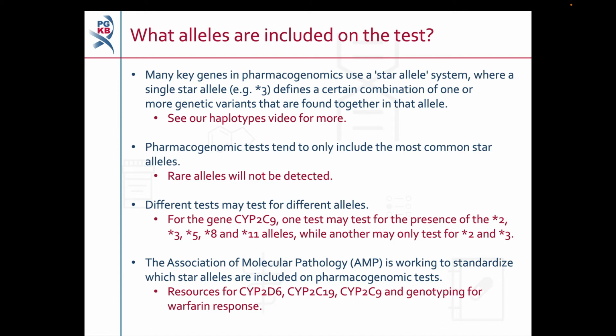Pharmacogenomic tests tend to only cover the most commonly found star alleles, meaning that rare alleles are unlikely to be detected. On top of this, different tests may test for different star alleles. If we were to look at the gene CYP2C9, for example, one test may cover the star 2, star 3, star 5, star 8 and star 11 alleles, while another may only include star 2 and star 3. The Association of Molecular Pathology is working to standardize the minimum set of alleles that should be included on pharmacogenomic tests. A link to their resources is given in the description below this video.